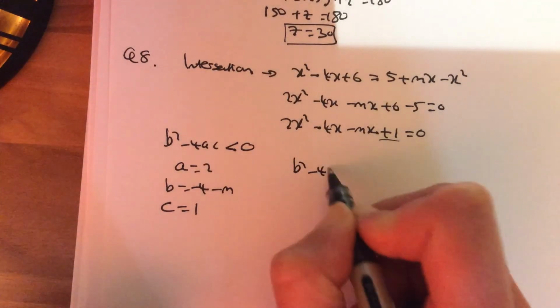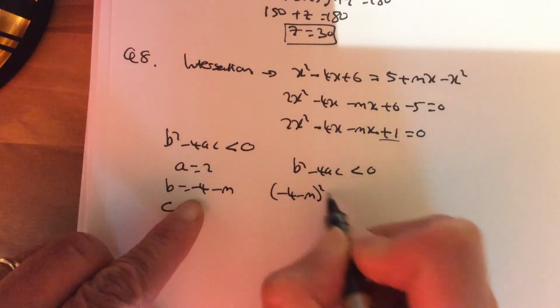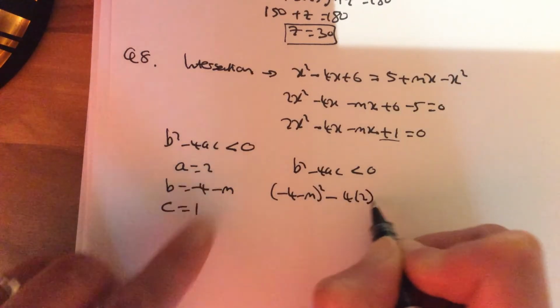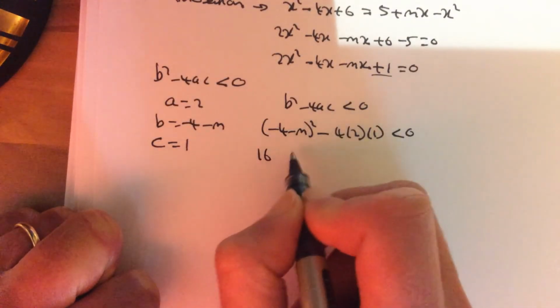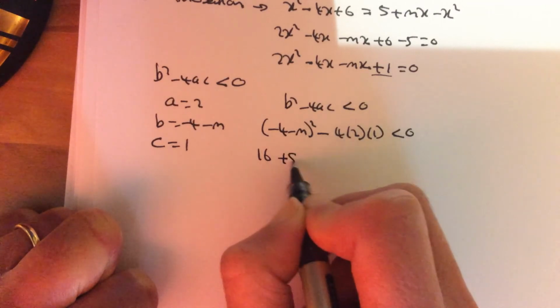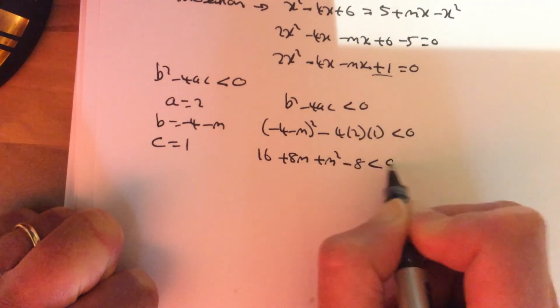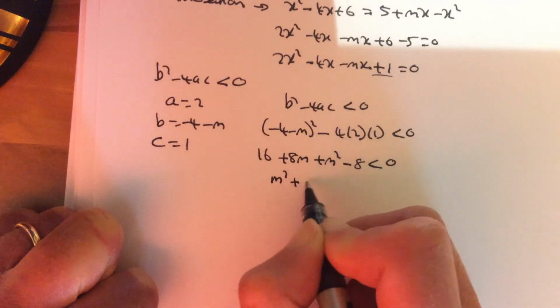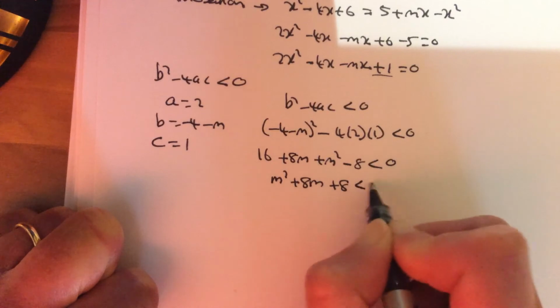So b squared minus 4ac less than 0. I'm going to put brackets around that because there's more than one term. 4 times 2 times 1. To square your brackets, square the first, double the product, so the product is positive 4m, double that, positive 8m, and square the last. Take away 8. Just tidy this up. m squared plus 8m, add 8 less than 0.